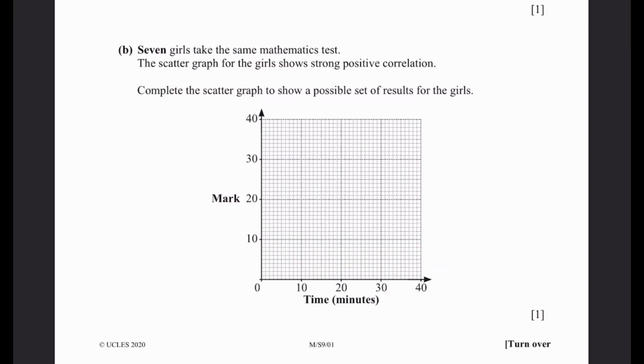B. 7 girls take the same mathematics test. The scatter graph for the girls shows strong positive correlation. Complete the scatter graph to show a possible set of results for the girls. So strong positive correlation means this way, this direction. That means towards the top right corner, there should be a lot of points which are very near to the straight line joining the two corners here.